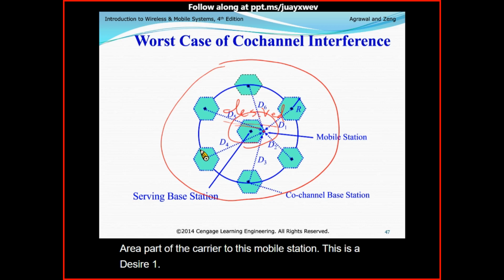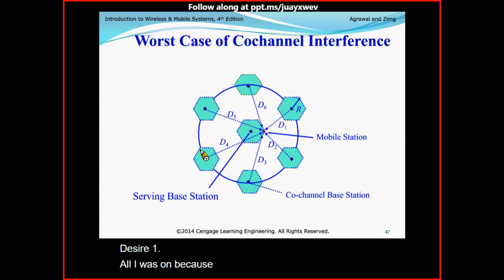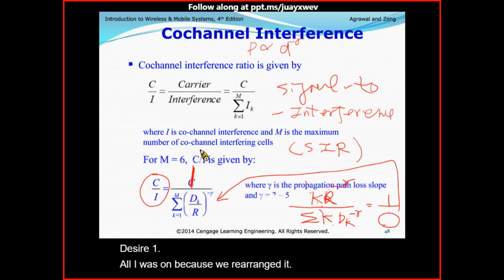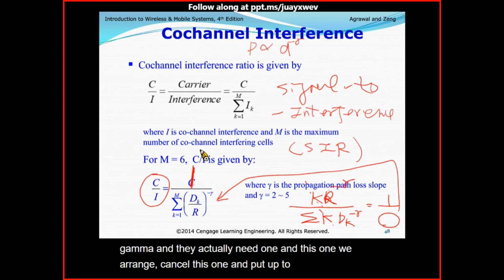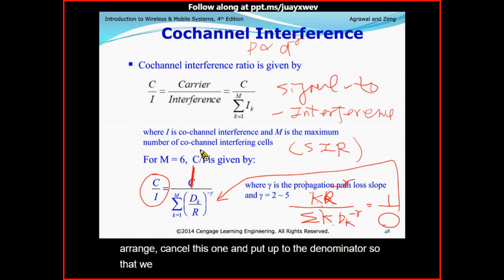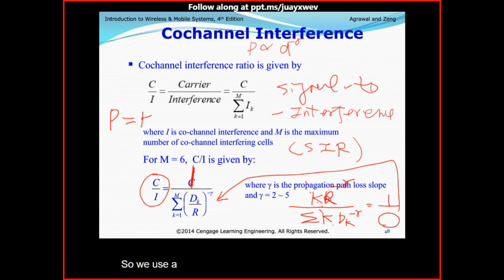All of that because we rearrange it. Not always one. Originally, it should be this one. Power proportional to the distance to the power of minus, for example, gamma, and actually this one and this one. Rearrange, cancel this one, and put R to the denominator, so that it should be also like this. So we use the formula for power. Follow this one.